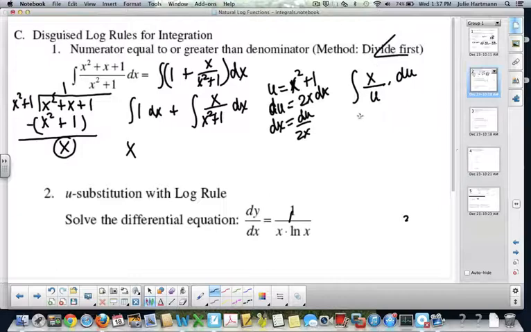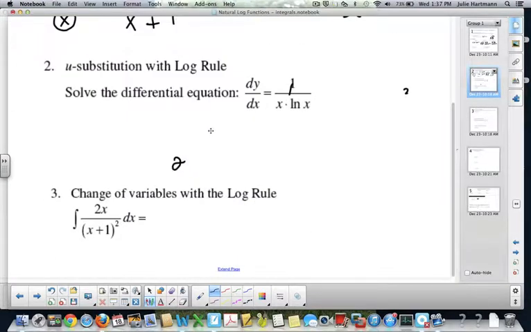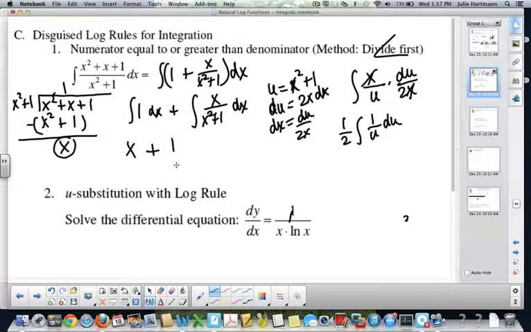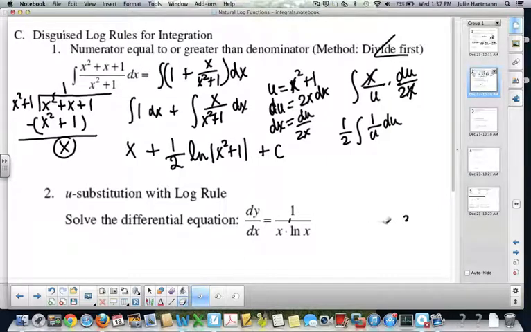You get an x cancels, maybe. Okay, so you're going to have 1/2 the integral of 1 over u du. So this is going to be plus 1/2, 2 goes here. And the integral of 1 over u is ln of u, which is x squared plus 1 plus c. Okay, so really don't be as concerned if you didn't get this piece over here, the division. It's more now being able to integrate.